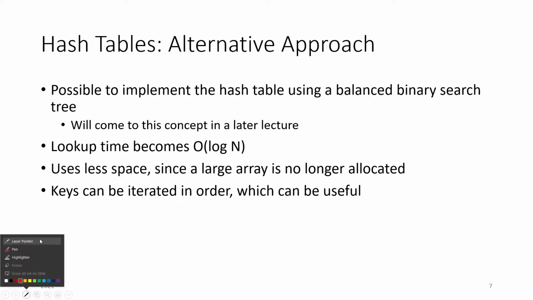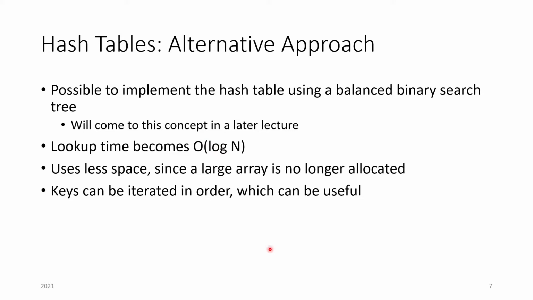Now, we will see how we can go about implementing a hash table using something referred to as a balanced binary search tree. And that's really later on, coming down to the end of our lectures, we'll actually see this concept. And in that particular case, we get our lookup time, in our worst case or our average case, going down to O of log n.